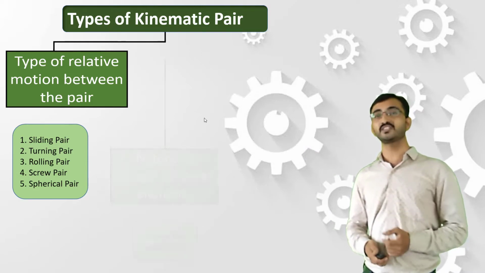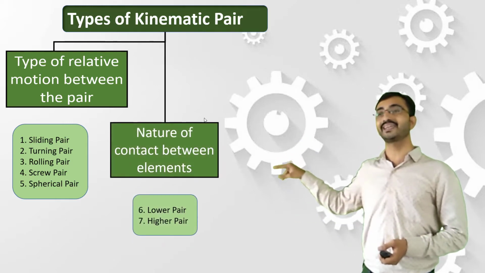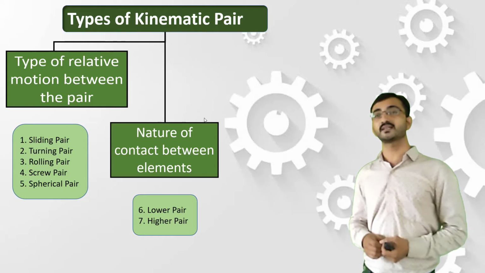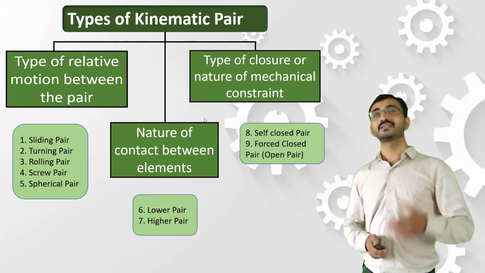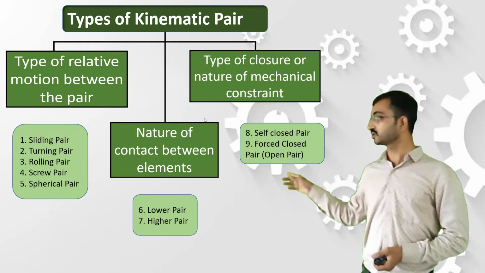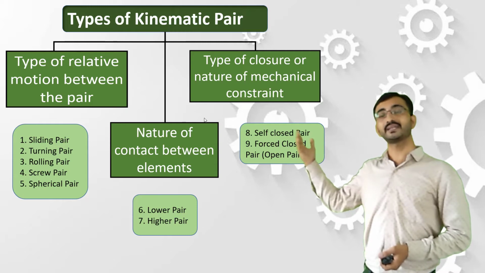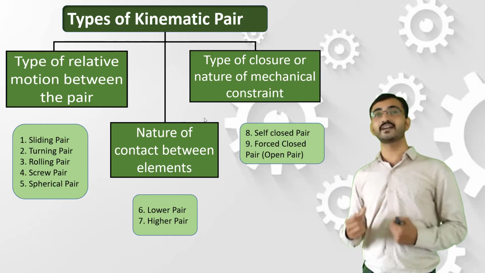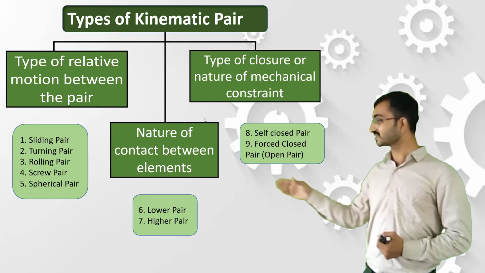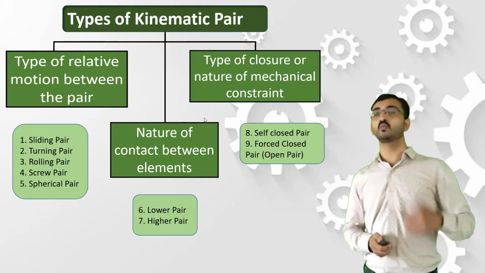Now the second classification will be according to the contact between them, how they are connected with each other. That will define the second type of kinematic pair. And the third classification is according to the type of closure, or we can say how they are mechanically connected or held together by other means. In this way we can simply classify these kinematic pairs into various types. Okay, now let's learn all these types one by one.